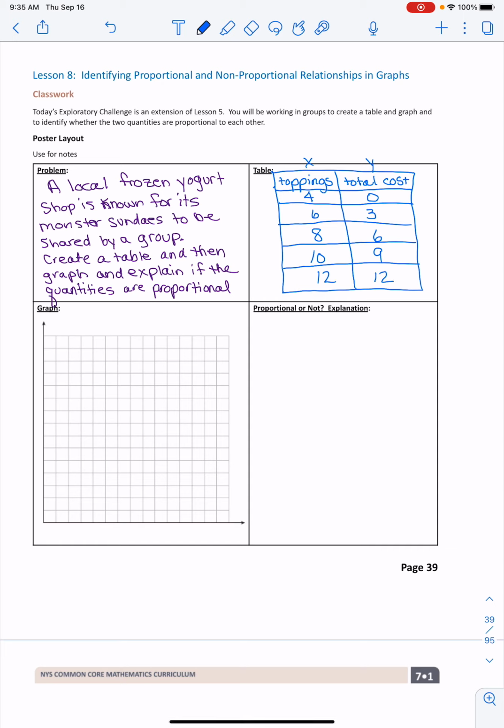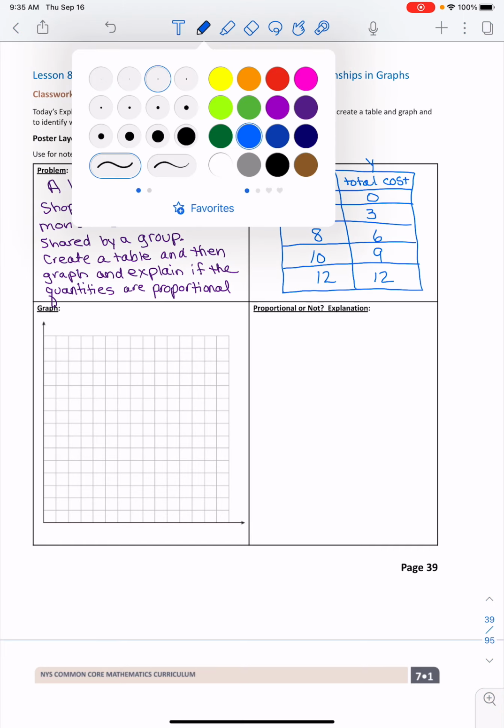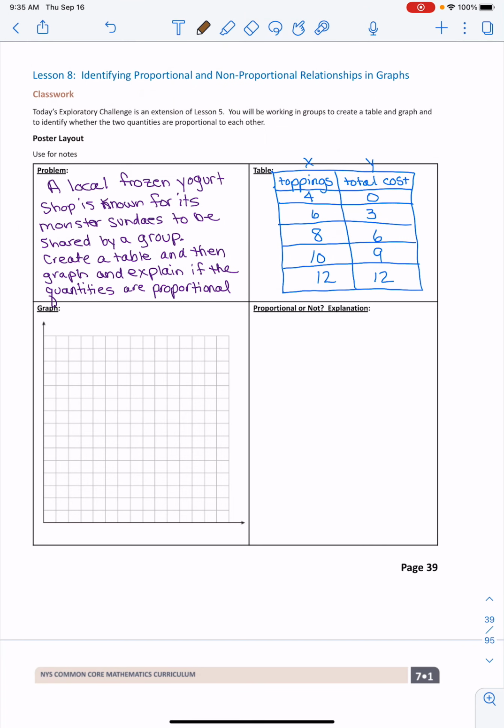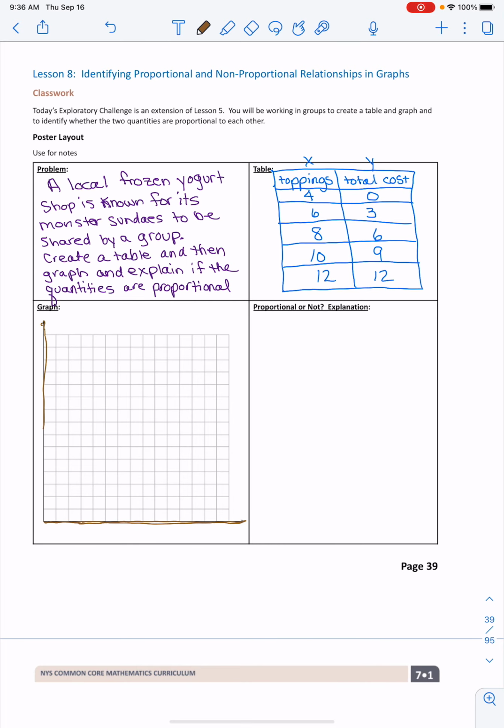So the next thing I have to do is graph it. So we're going to use a different color here. Let's use brown. Okay, so I have to draw my lines. So we're going to draw brown here and here. So we have our toppings here. And we have our total cost here.